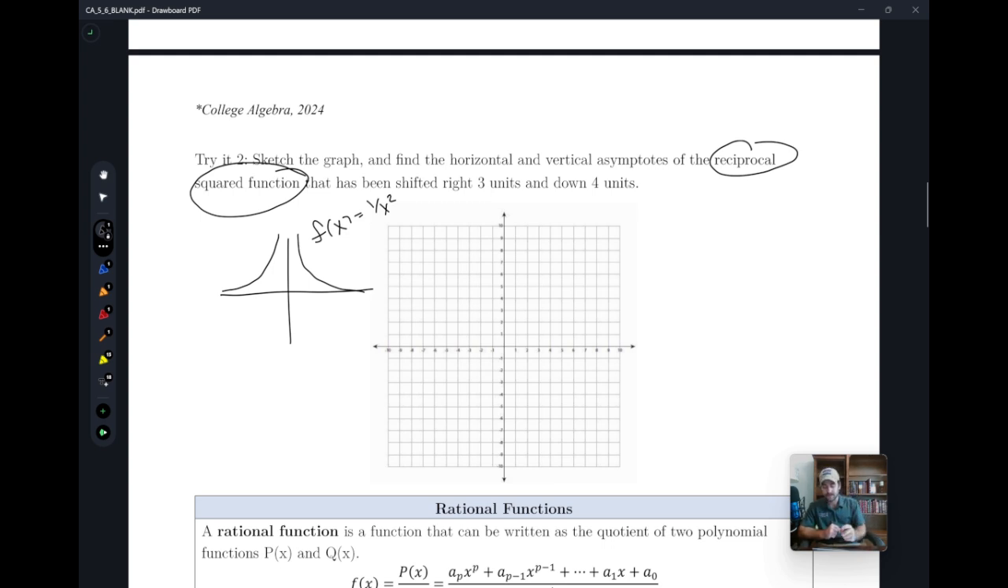Totally fine, but we're not looking at 1 over x squared. We're looking for a shift. And so we know normally that has a vertical asymptote at x equals 0 and a horizontal asymptote at y equals 0. But right here it's saying it's shifted to the right 3. So we're just going to take that asymptote and shift it over 3.